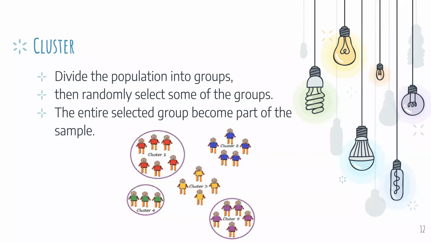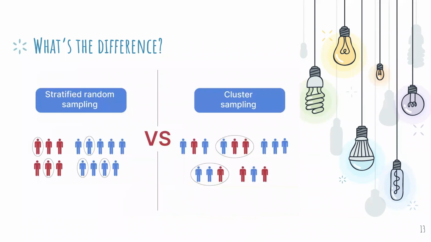All right. How are they different, stratified and cluster sampling? If you can see in this figure here, we have a red group and a blue group. For the stratified, I choose individuals randomly from the red group, and individuals randomly from the blue group, right?